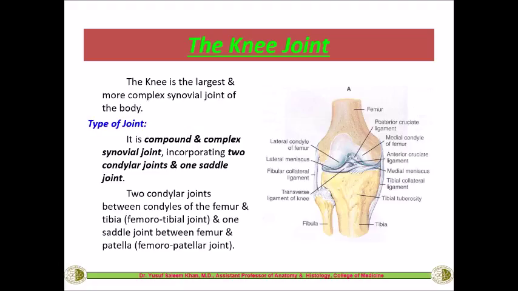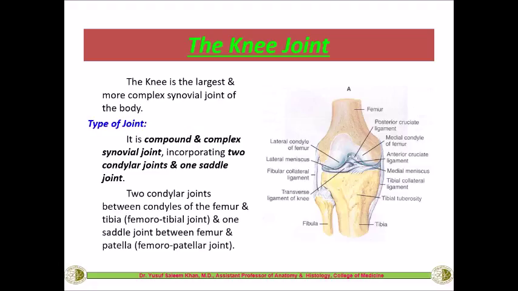Now we'll try to discuss the knee joint, a very important joint. The knee joint is the largest and the most complex synovial joint in the body. So this is the largest joint as well as a very complex synovial joint. It is a compound and complex synovial joint consisting of almost two to three types of joint.